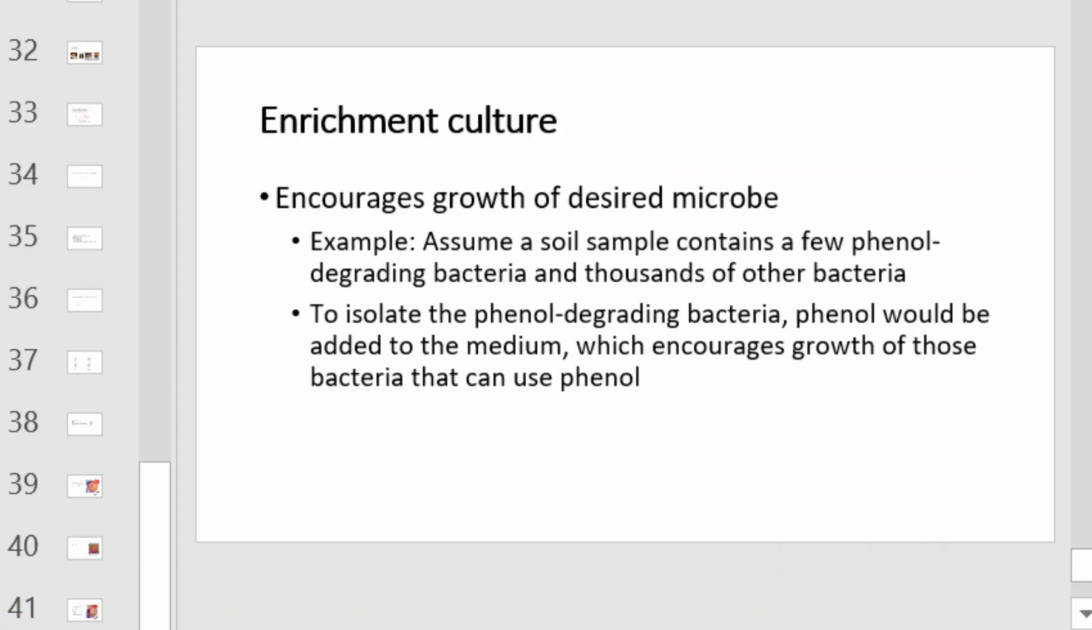And lastly, we have an enrichment culture. Enrichment cultures encourage the growth of desired microbes. As an example, we may assume a soil sample contains a few phenol-degrading bacteria and thousands of others. To isolate the phenol-degrading bacteria, phenol would be added to the medium, which encourages the growth of those bacteria and suppresses the others.